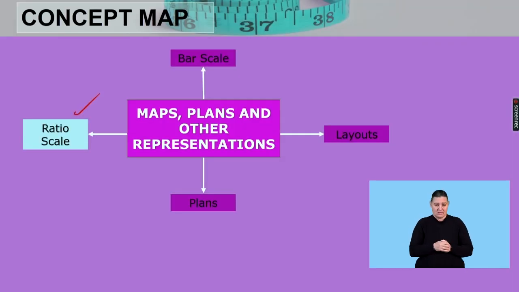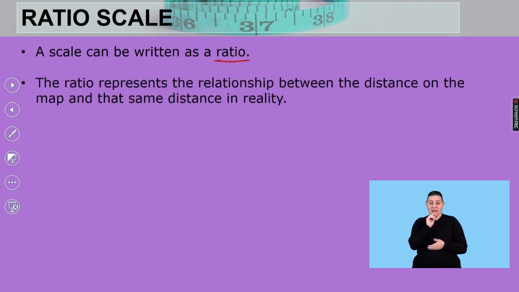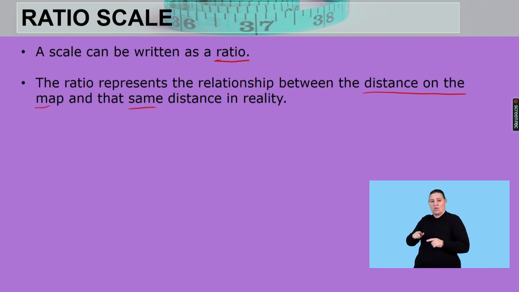And welcome back, everyone. Let's pick up where we left off. We're going to start with ratio scale. So, what is ratio scale all about? A scale can be written as a ratio. The ratio represents the relationship between the distance on the map and that same distance in reality. All right, so that's how we're going to talk about this now.